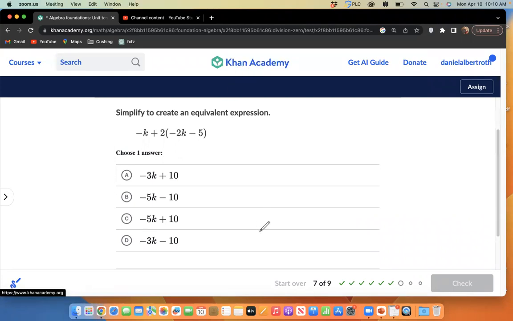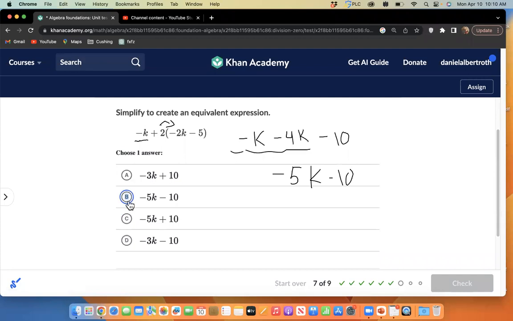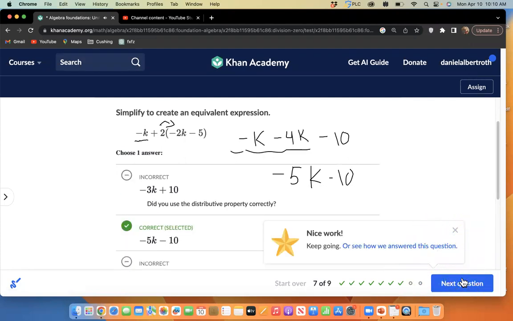This question says simplify to create an equivalent expression. So we have a negative k plus 2. So I'm going to distribute the 2 here. So I'm going to start with my negative k. Then I'm going to distribute the 2. So 2 times negative 2k is negative 4k. And then 2 times negative 5 is negative 10. So my k's come out to negative k minus 4k is negative 5k. So it looks like I have negative 5k minus 10. That looks like, choose one answer. Answer B. Very nice.